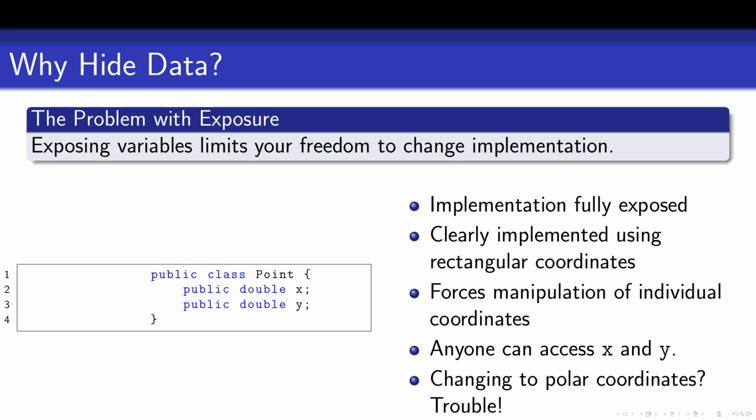So why bother hiding data in the first place? Well, exposing variables directly is a recipe for trouble. It locks us into a specific implementation. Imagine a point class using X and Y coordinates. If those are public, anyone can mess with them, and switching to polar coordinates later becomes a nightmare. Exposed data means everyone's tied to how you've built things, leaving no room to pivot without breaking everything. Hiding data keeps your options open and your sanity intact.